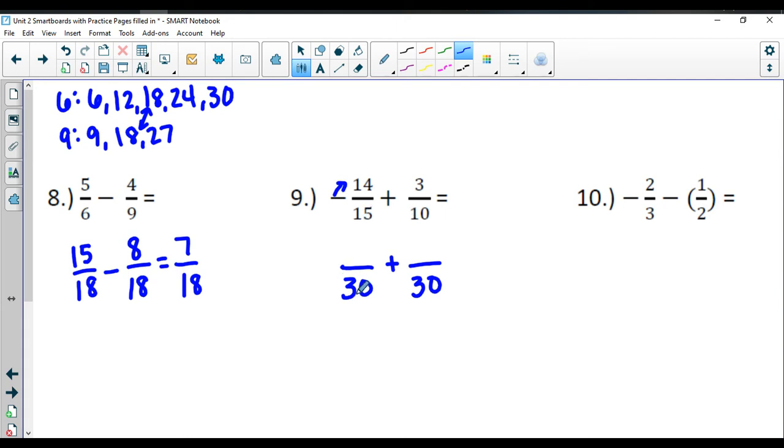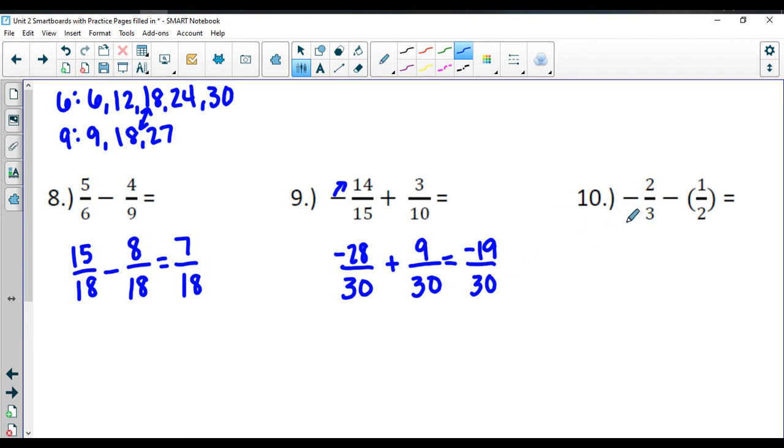So 15 times 2 gives me 30. So 14 times 2 is 28, and we're going to make it negative. We're going to bring that negative up top. 10 times 3 is 30. 3 times 3 is 9. Denominator stays. Follow your integer rules up here. Negative 28 plus a 9 gives you a negative 19. You are reduced because the biggest common factor is 1.